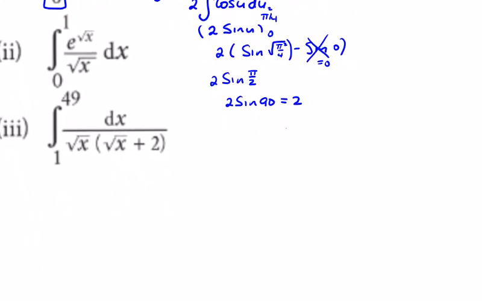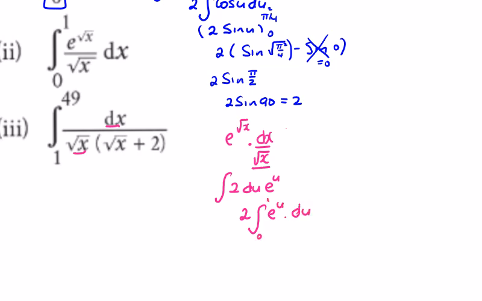In the second one, e to the power of root x times dx over root x. Again, it's the same, dx over root x was 2 du, so we have 2 du and then e to the power of u, and we have the integral of this. Just to rearrange it, we have twice the integral of e to the power of u du between 1 and 0.